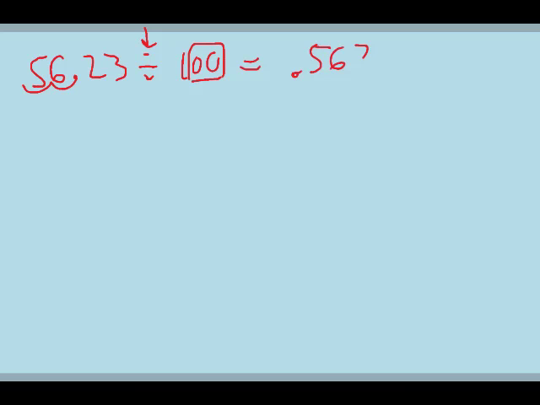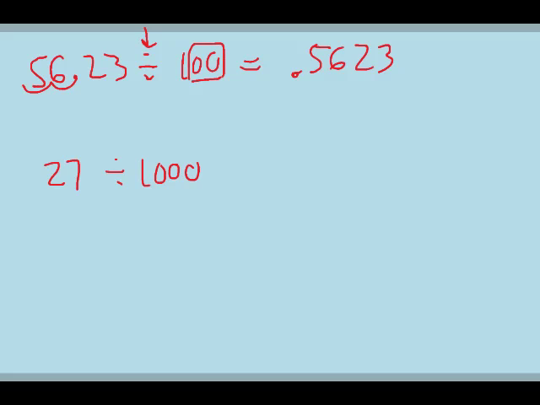Now, the only difference in division is that when I divide, I'll even use the same number here, I still look at the number of zeros, but the thing that changes is the decimal shifts to the left for the number of zeros. So I have the decimal here. Since I'm dividing by 100, I'm going to shift it 2 times to the left. Whoop, whoop. So this would end up being 0.5623.